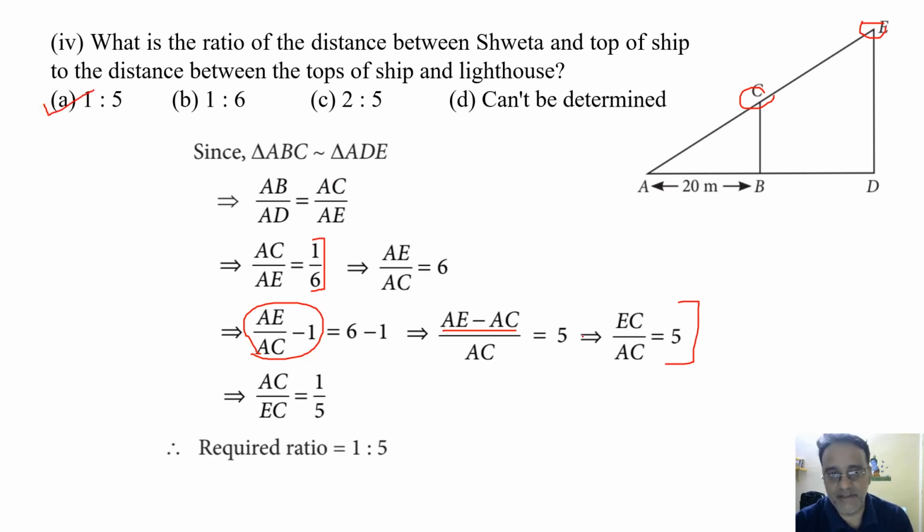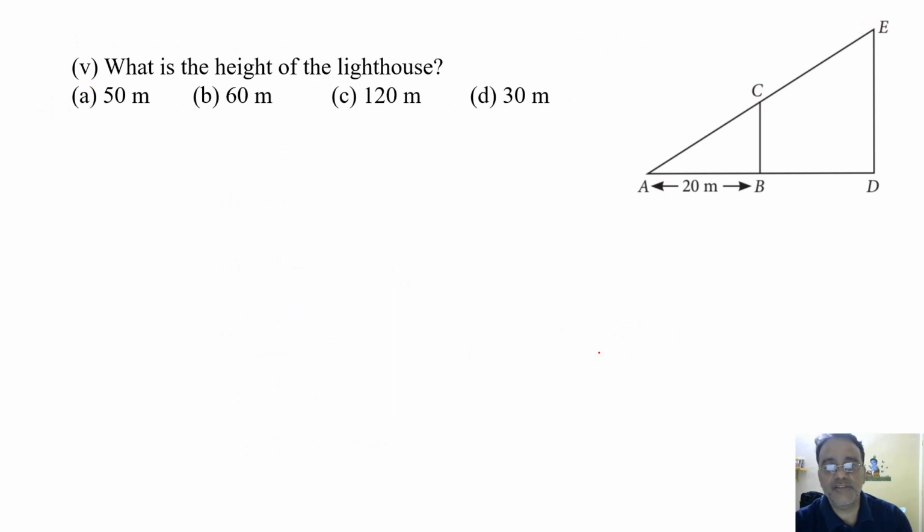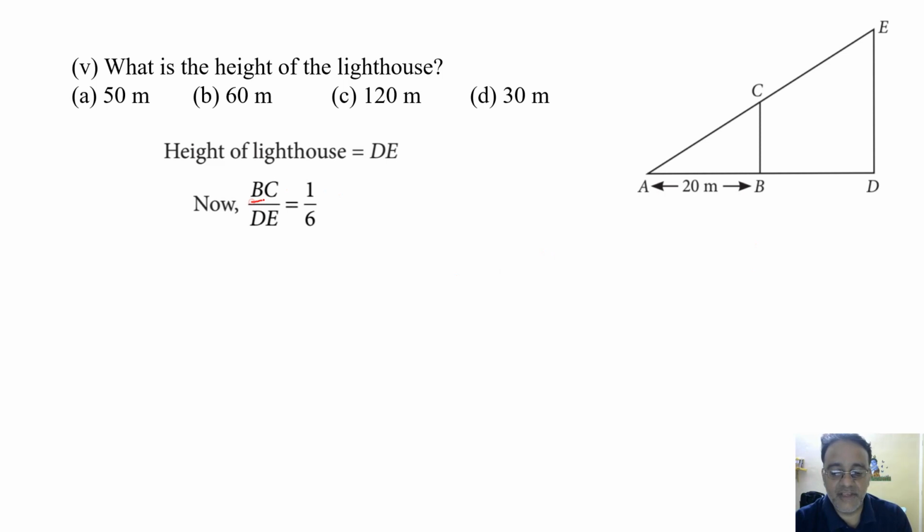Now we'll move toward the last question. What is the height of the lighthouse? So height of the lighthouse means DE we have to find. And already BC upon DE हम लोग को ratio मिला था third bit में 1:6, right? So DE is equal to 6 times BC, and the value of BC is 10. So 10 into 6, 60 meter. So this is the last bit, okay? And the correct option is here 60 meters.